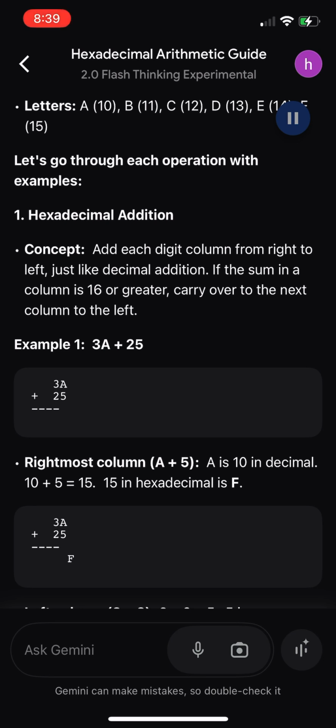If you have specific hexadecimal numbers you want to perform these operations on, please provide them and I can work through the steps with you.